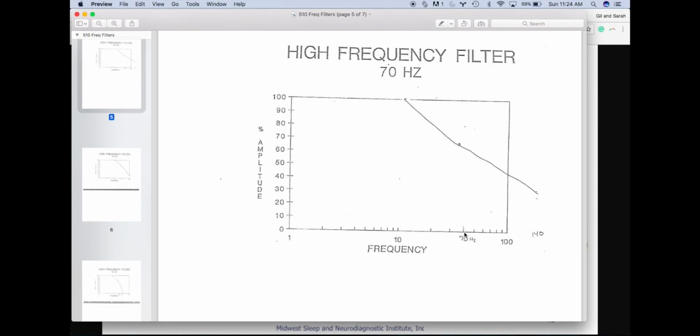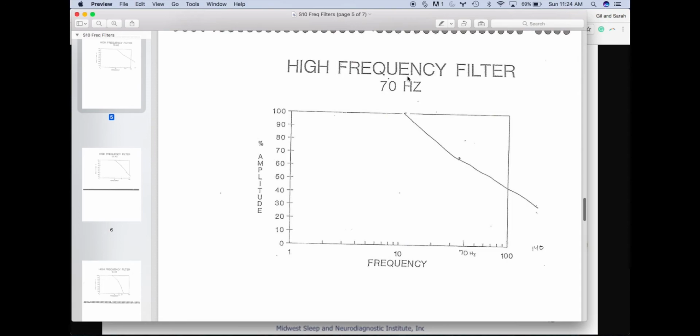This is going to be the most common filter that you use if you have to use a filter. We don't always want to use a filter, but sometimes we have to. So when I look at this example, I say, okay, high frequency filter of 70 hertz. First thing I do, go to my frequency axis, 70 hertz, find that 70 hertz line. I draw a dotted line all the way up to the top. Then I go to 30% attenuation of amplitude, which is 70%. I draw my dotted line all the way to the right here.